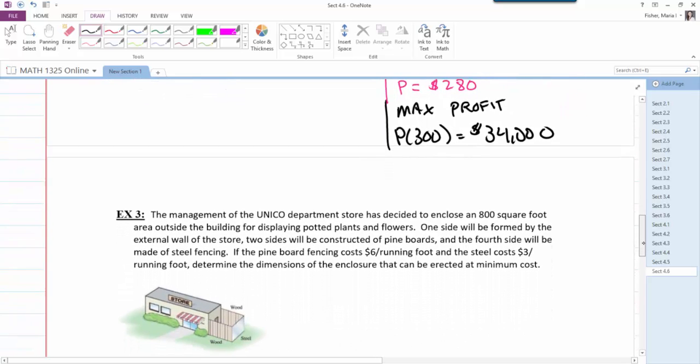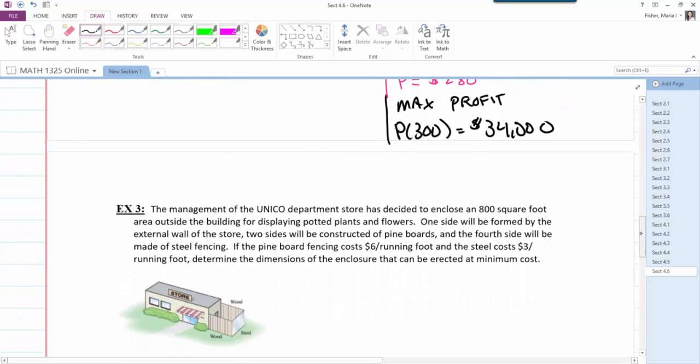Let's go to number 3. Example 3 says, the management of the Unico department store has decided to enclose an 800 square foot area outside the building for displaying potted plants and flowers. One side will be formed by the external wall of the store. The two sides will be constructed of pine boards, and the fourth side will be made of steel fencing. If the pine board fencing costs $6 a running foot and the steel costs $3 a running foot, determine the dimensions of the enclosure that will be erected at a minimum cost.